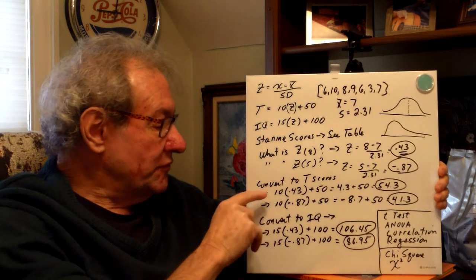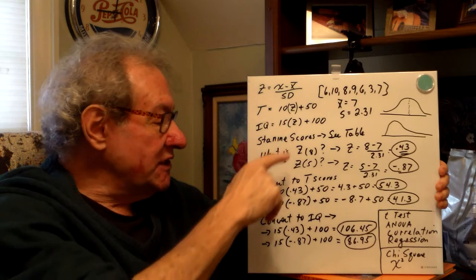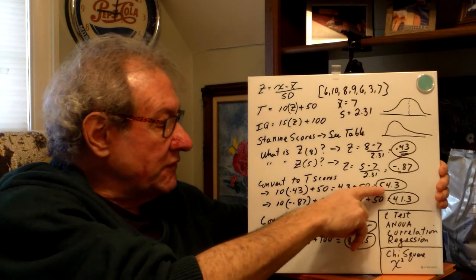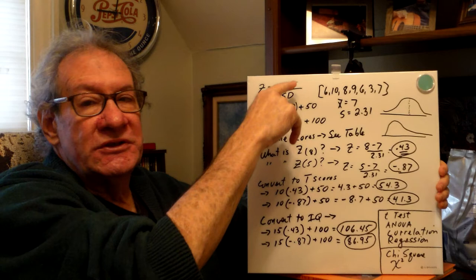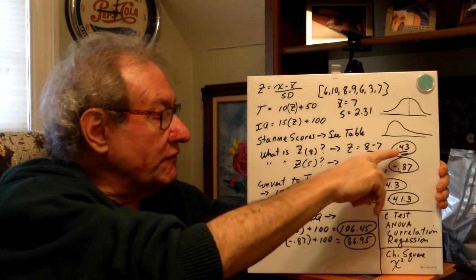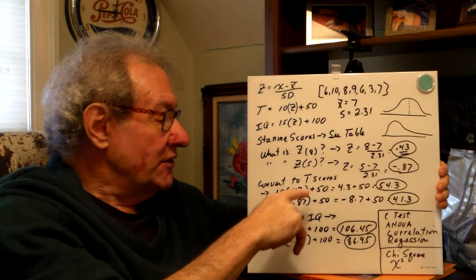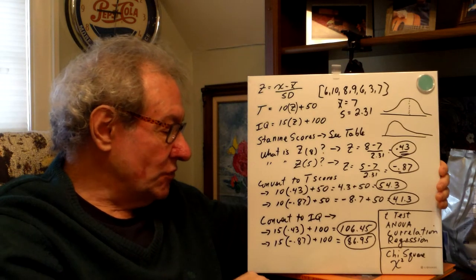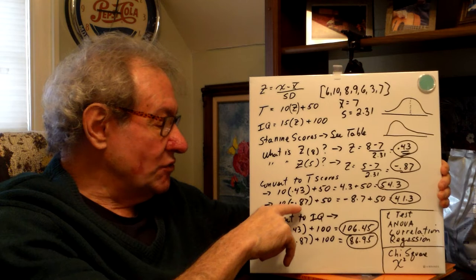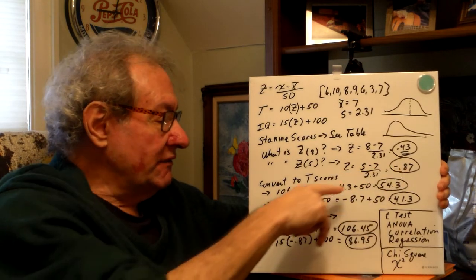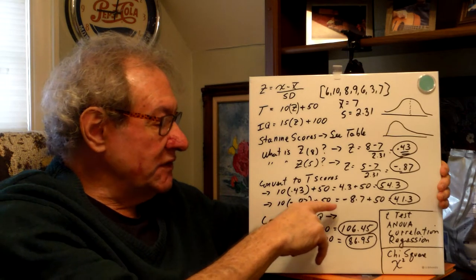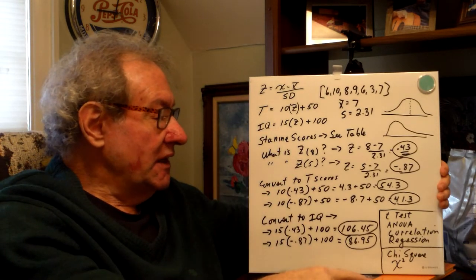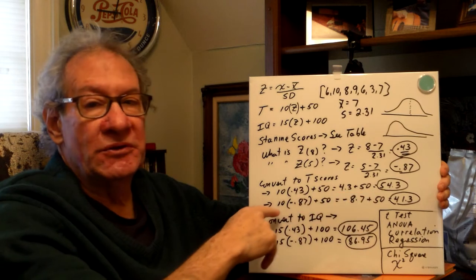To convert to t-scores, we simply use our formula, 10 times z, plus 50. For the score of 8, z was 0.43, so we add 50 and get 54.3. These two things are identical to one another. If this person was 0.43 standard deviations above the mean for z, they're 0.43 standard deviations above the mean for the t-score. The z-score for 5 was negative 0.87. We multiply that by 10, add 50, and get 41.3. Remember, the mean of the t-score is 50. This person was below the mean for z, so they're below the mean for t as well.